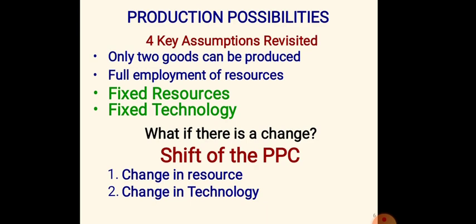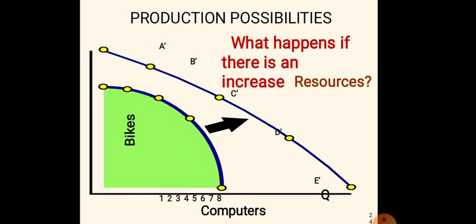What effect is it going to have on our PPC? Let us study that. Say, in the first case, we suppose that there is an increase in resources, that is, growth of resources, like an increase in physical or human capital, or maybe discovering some new resource. Then this will shift our PPC towards the right, an outward shift of our PPC. This means a simultaneous increase in production of both the goods.